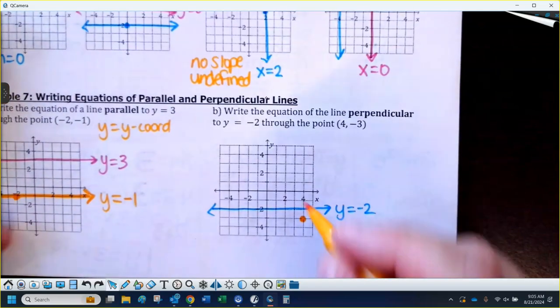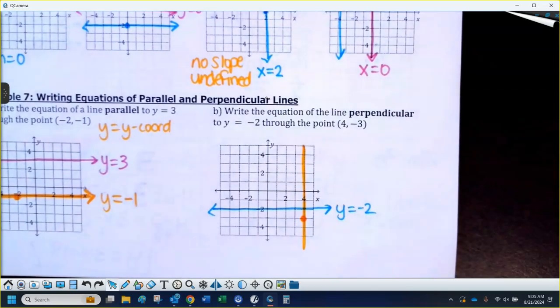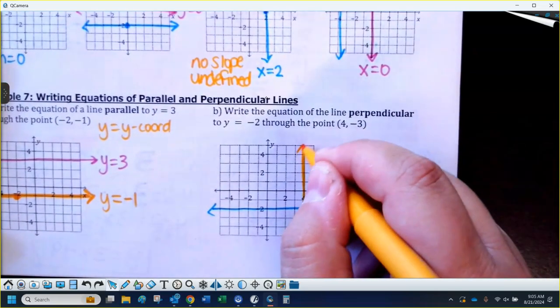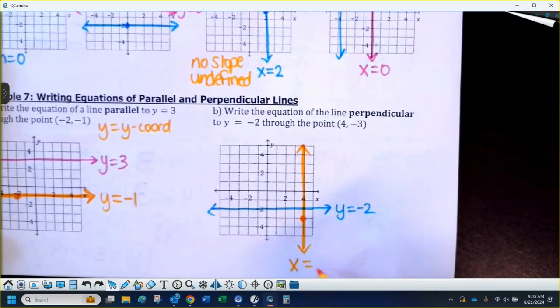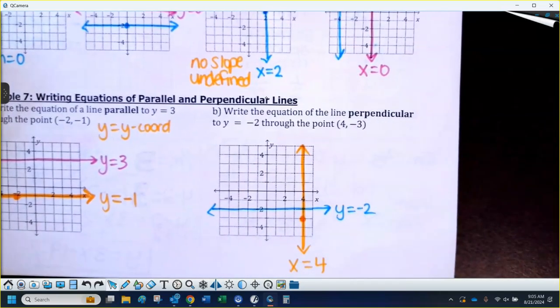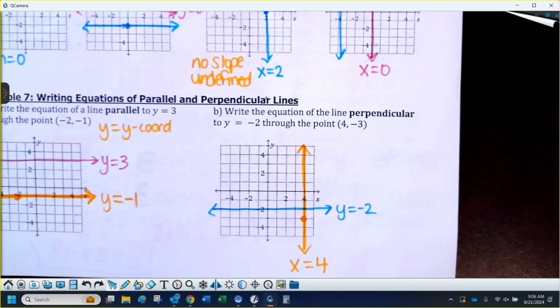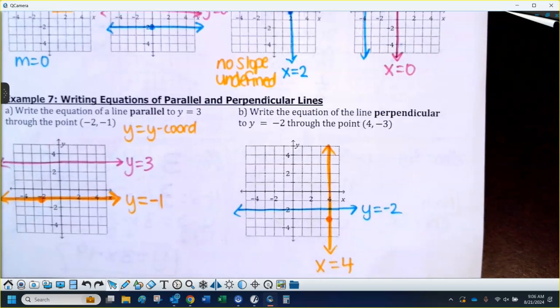All right, these are going to intersect at a 90-degree angle, just like your x and y axes, right? It doesn't work to do the opposite reciprocal for these. So all I'm going to do is go straight up and down through that point. This is just going to be x equals, and it should just be the x coordinate of the point that they give you. So x equals 4 goes through that point and is perpendicular. Any horizontal line and vertical line are going to be perpendicular to each other. It doesn't work with that opposite reciprocal slope like we were talking about.